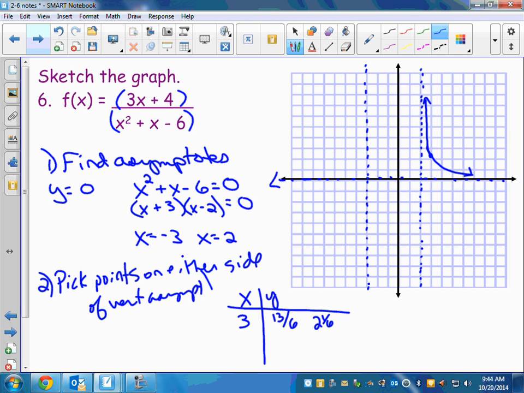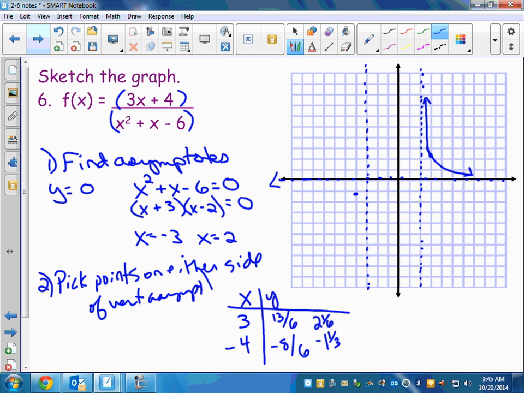Over here, I also need to figure out, is it going to be up here or down here? So again, I would pick 1 point, which in this case, I would pick -4. And if I pick -4, I get -12 plus 4, which is -8 over, oh my gosh, 16 minus 4. I know, it moved on me, right? 16 minus 4 is 12, and 12 minus 6 is 6. So that's just -4/3.